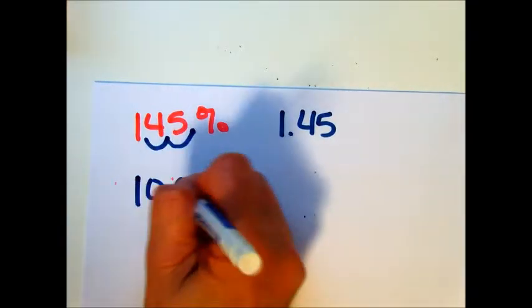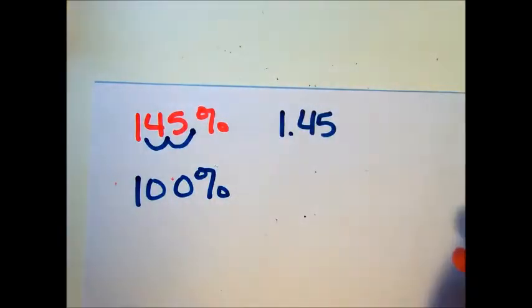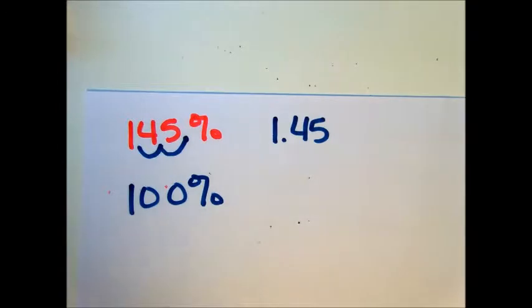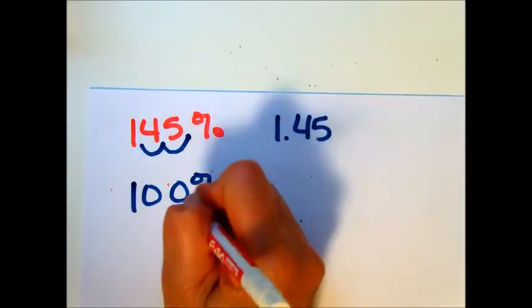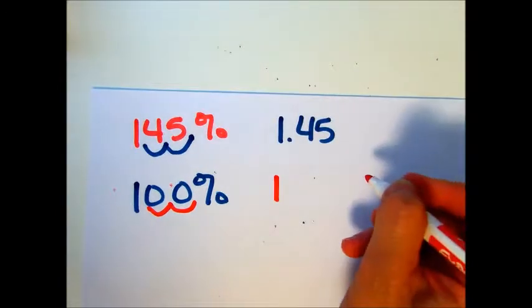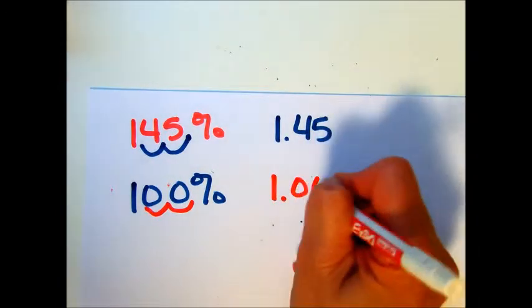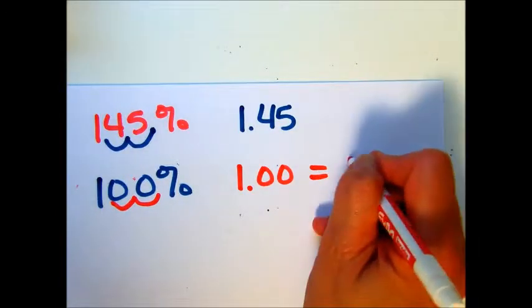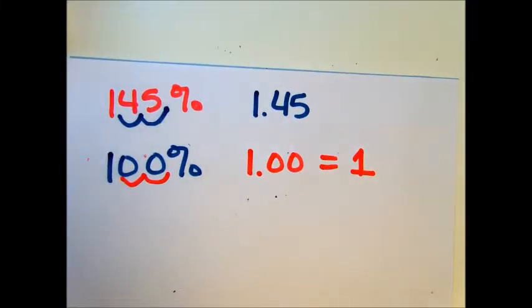If I have 100%, again, I'm going to go 2 places to the left, and that's just going to give me 1. Or if you wrote 1.00, that's fine, but basically it's 1. 100% is going to represent the whole of something, and it's always going to be equal to 1.